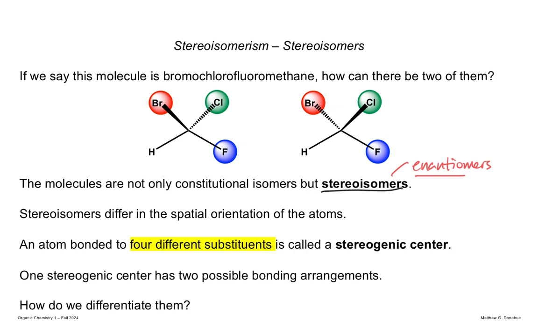As you saw in the big model kit there, in one instance the red was pointed towards you, in the other instance it was away. So it's the spatial connectivity of the 4 substituents. A carbon atom with 4 different substituents is called a stereogenic center or chirality center.